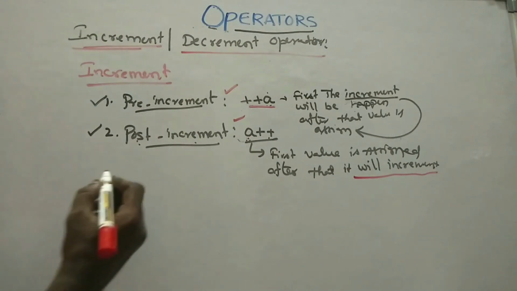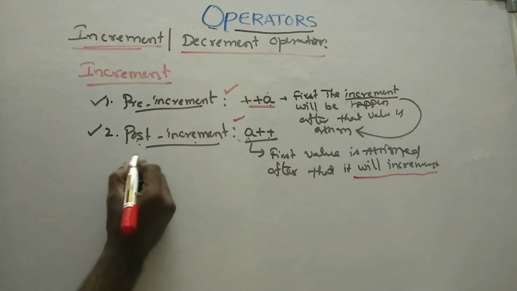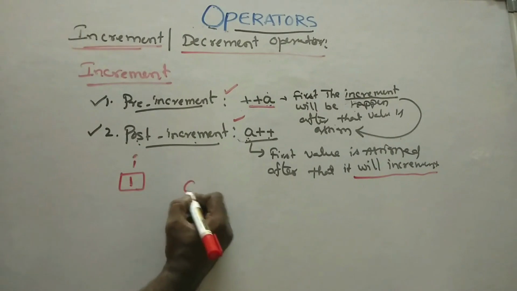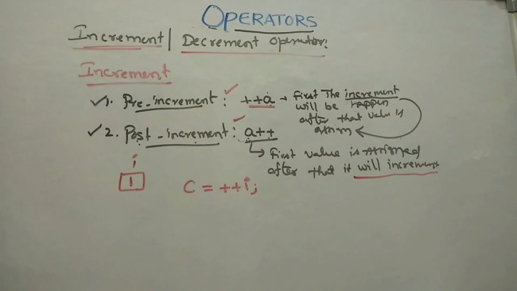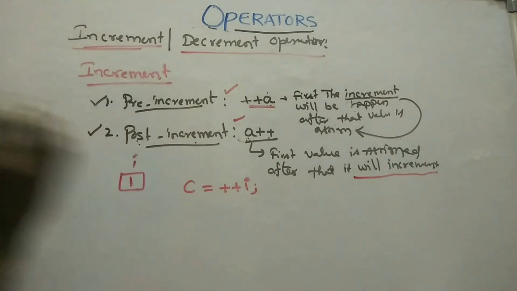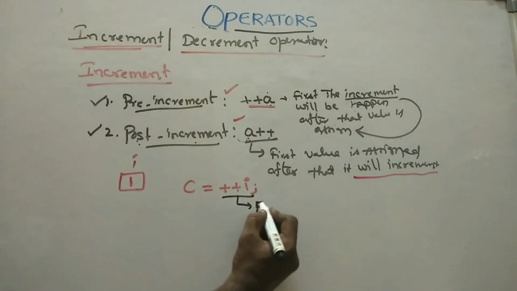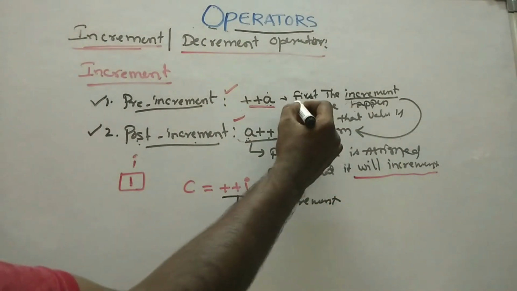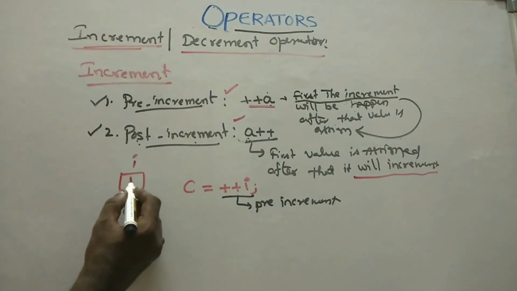Suppose I explain one example. I declare one variable, suppose I, with initial value 1. Now I take one expression, C equal to ++I. Now what is the value of C? Here ++I is nothing but the pre-increment. Pre-increment is nothing but first the value is increased. What is the value of I? The value is 1.